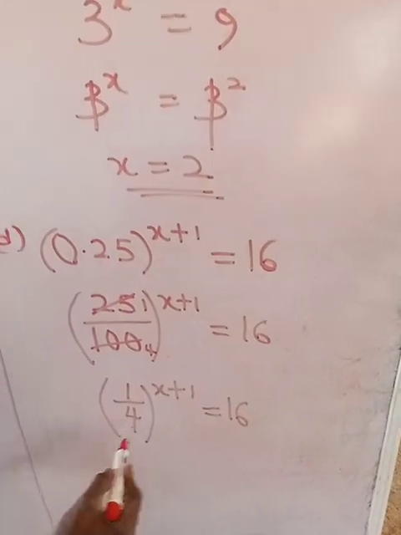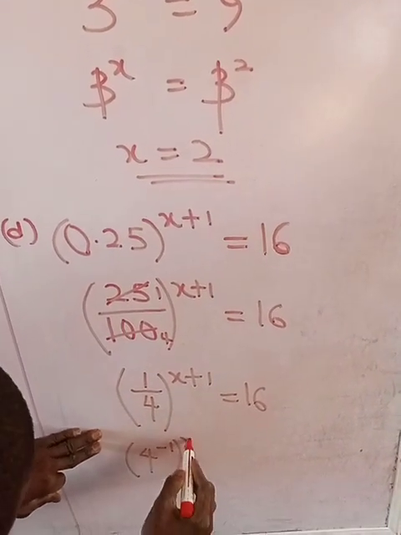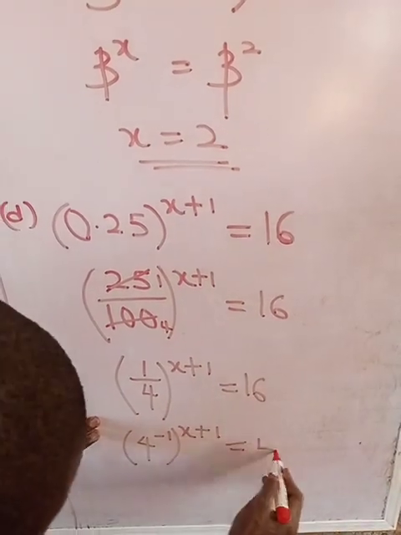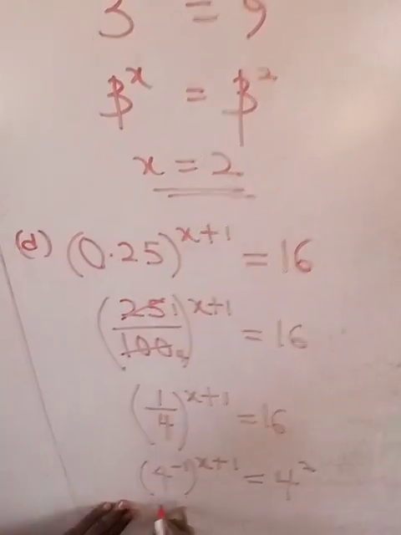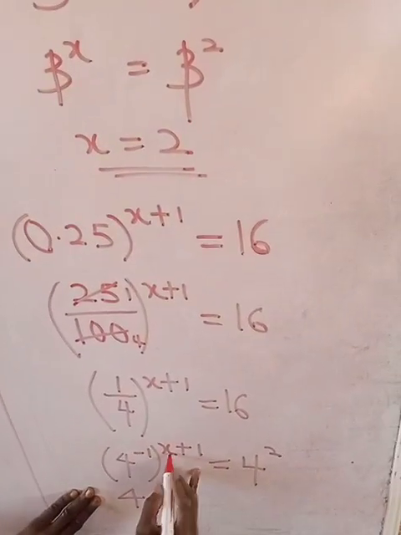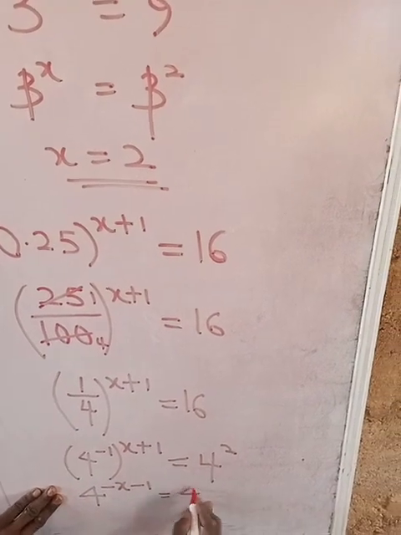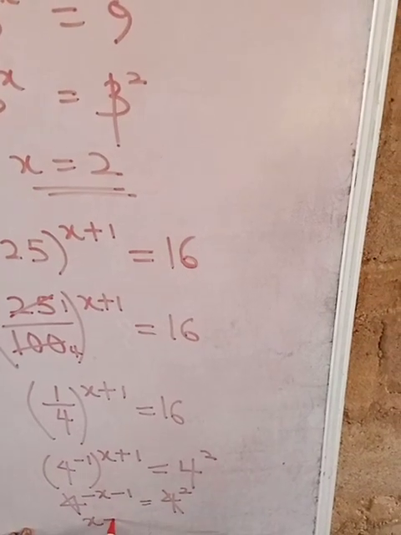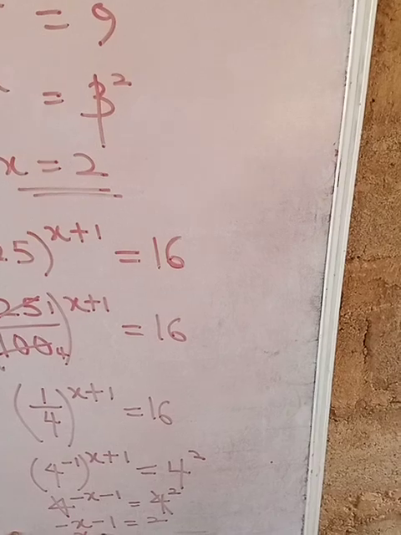So, like I said the other time, 1 over 4 is 4 raised to power minus 1. That's in indices, that's negative index law. Raised to power x plus 1 will be 16, which is 4 raised to power 2. You can see they already have common base. So this is 4 raised to power, let's expand the bracket, minus times x, that's minus x minus 1, will be 4 raised to power 2. So this one can cancel this. You have minus x minus 1 will be 2. So minus x will be 2.